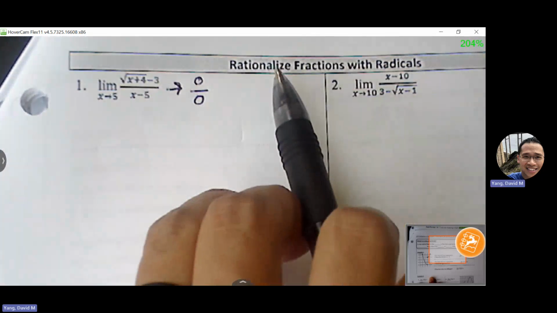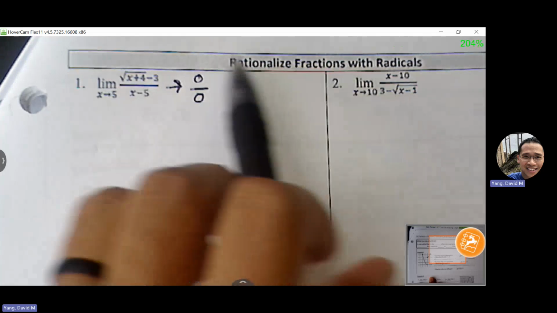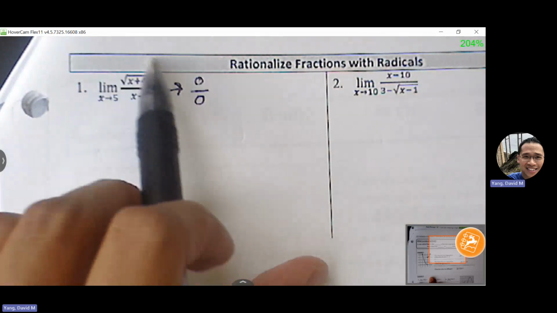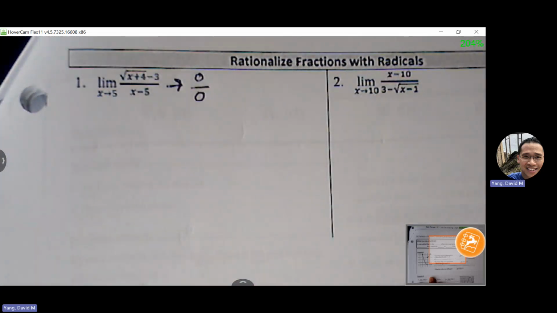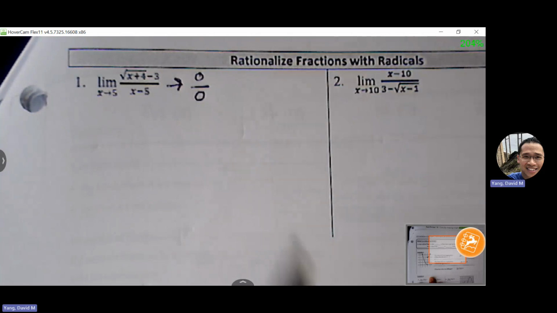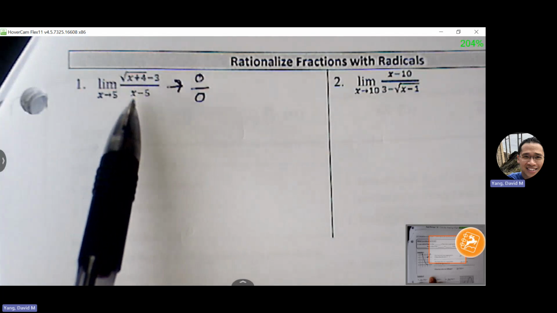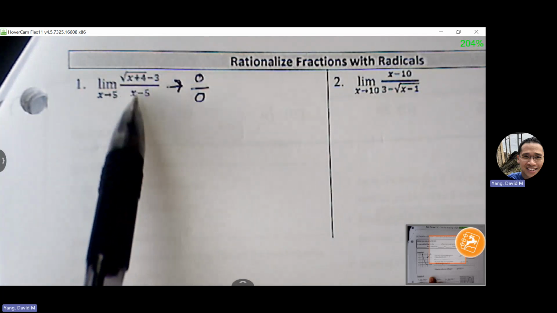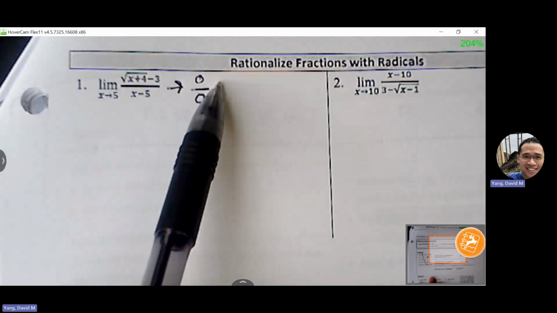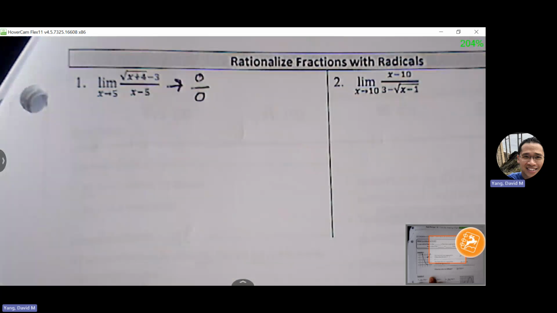So we call this rationalizing fractions with radicals. We're going to rationalize the numerator. Typically, in Algebra 2 and pre-calc, you may be working with rationalizing the denominator. Here, we're going to be rationalizing the numerator in the hopes that we can get an x minus 5 to show up so we can cancel out, because we know that there must be an x minus 5 hiding above. Otherwise, we wouldn't be seeing a 0/0.